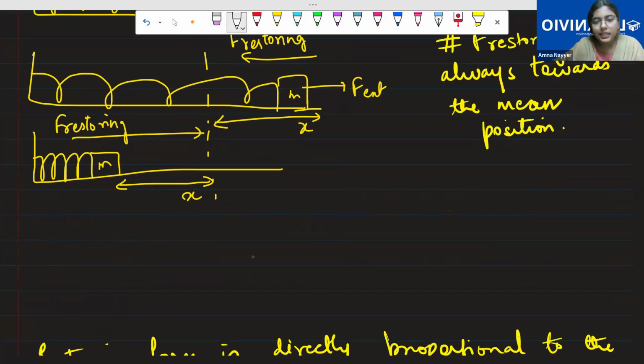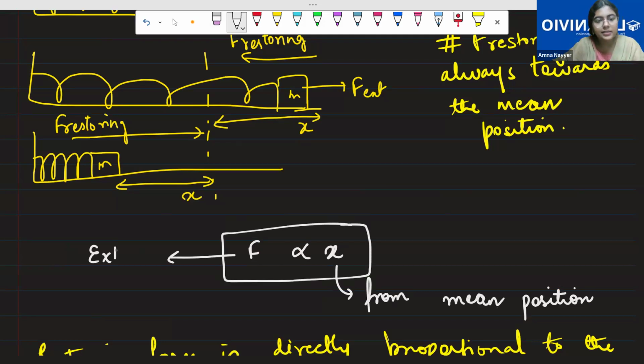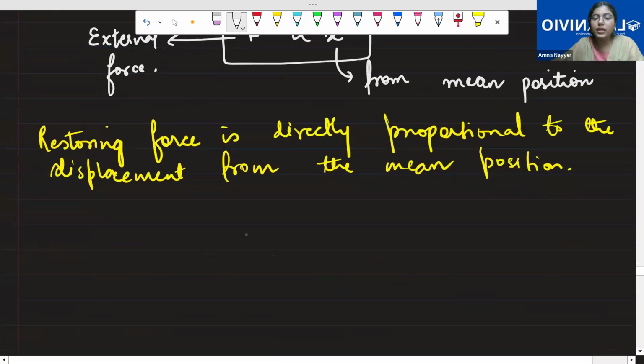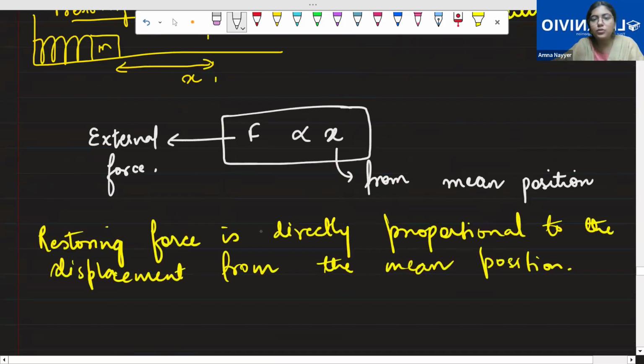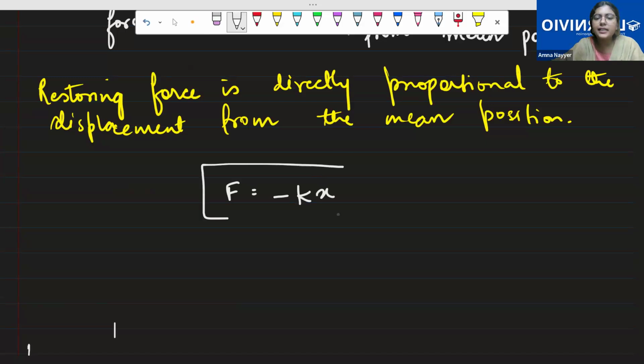Here, remember, this external force that I'm referring to is always proportional to the displacement. This is the displacement from the mean position, while this is the external force. This is always proportional to it. Now, in order to apply it, we use another formula, that is F is equal to minus Kx. It means that when you remove the proportionality sign, you get this constant.